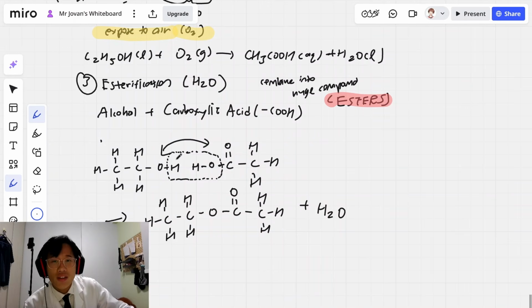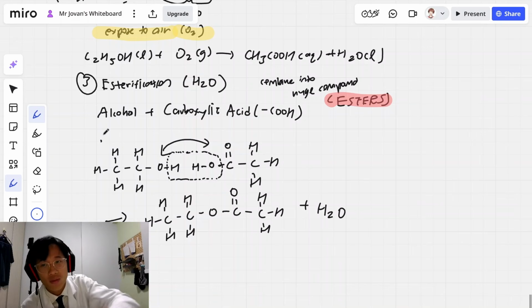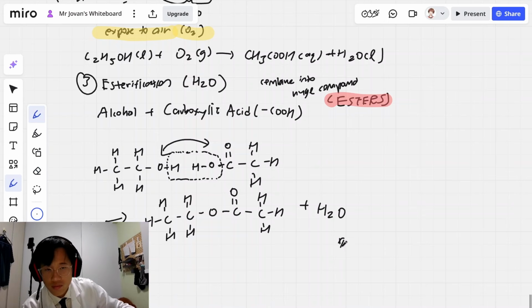Draw them side by side, and you can think about how you can get rid of this water. So simple, you can see there's so many OH and H here to remove. Pluck it out, voila. You get an ester and water. So this is one of the few reactions whereby two of our homologous series react with one another. Very rare. So do take note.